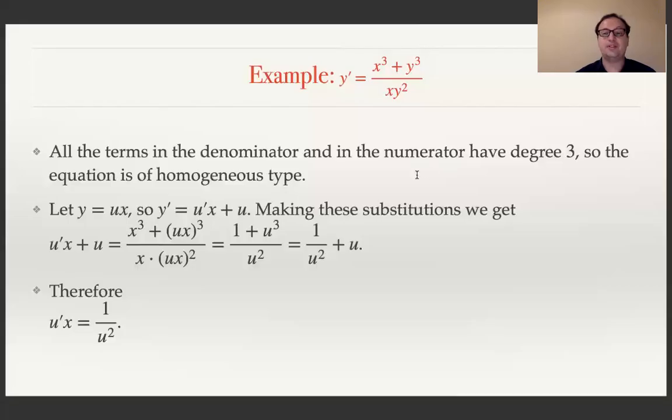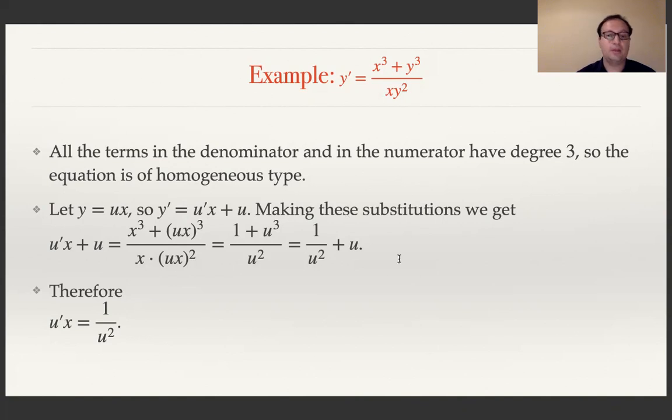All right, here's one more example of an equation of homogeneous type. y prime is equal to (x cubed plus y cubed) over (x y squared). All the terms in the fraction, both in the denominator and in the numerator, have degree 3. So the degree of x y squared is 3 because x is to the power 1 and y squared has power 2 of y. So this is degree 3, and obviously x cubed and y cubed have degree 3. So this is an equation of homogeneous type because both the denominator and the numerator have degree 3.